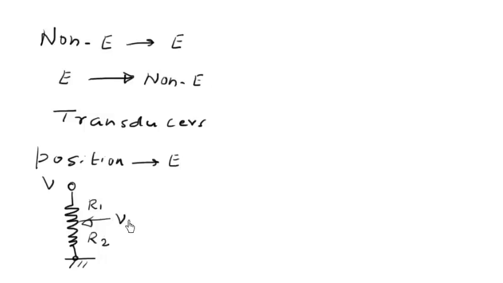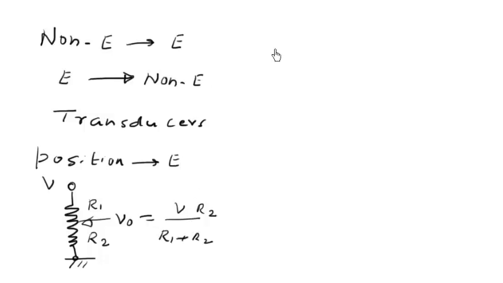If I take the output voltage at this point, it will be given by V upon R1 plus R2, multiplied by R2. Now R1 plus R2 is of course constant, so the denominator is constant here. But as you change the position of the sliding arm, R2 will change and therefore the output voltage will change. This tells you how the position signal can be converted into an electric signal.